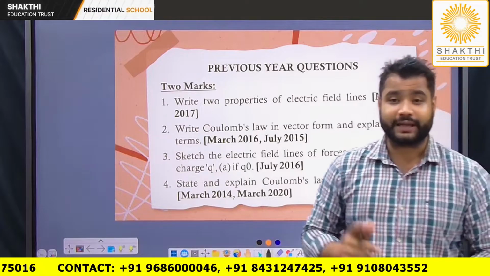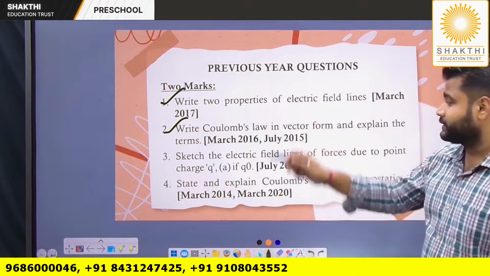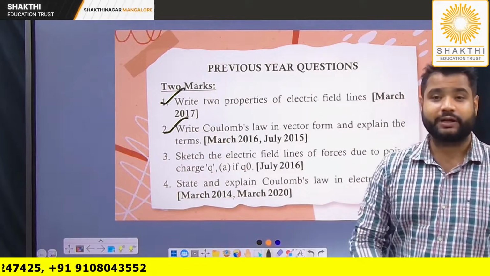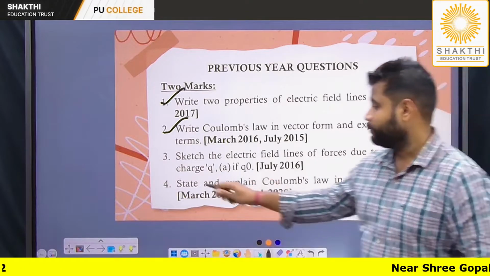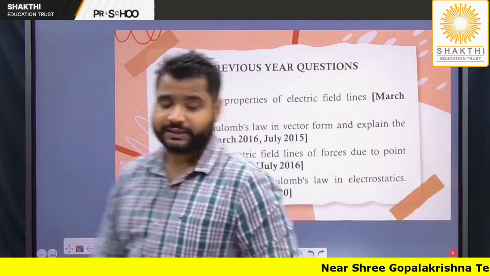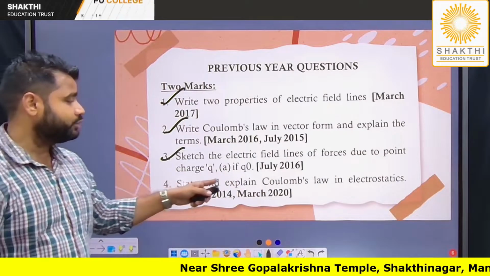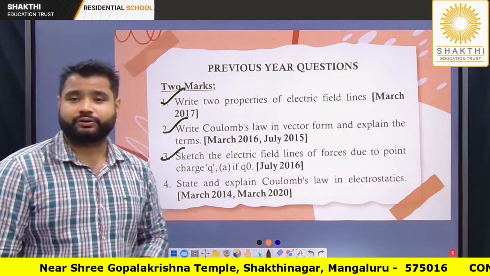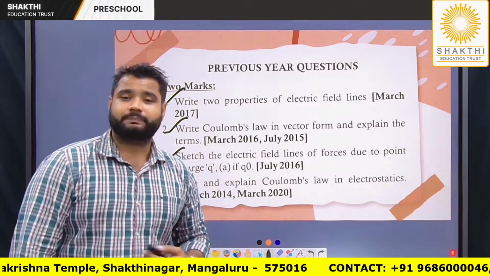I told you the next question: write Coulomb's law in vector form and explain the terms. So you can see the weightage of that question, March 2016, July 2015. So this question is again very important. The next one: sketch the electric field lines of force due to a point charge Q if Q is greater than 0. So you have to draw the electric field lines for a charge plus Q.